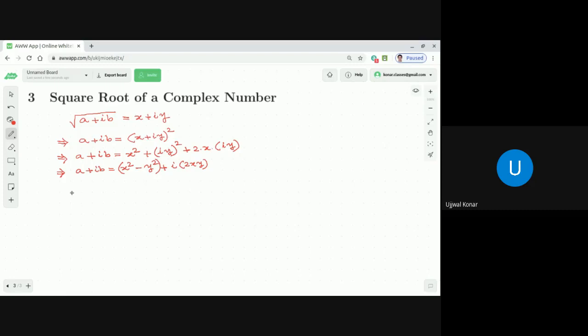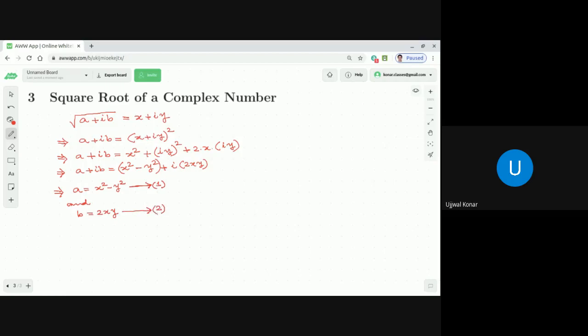That means a has to be equal to x square minus y square, correct or not? This implies a is equal to x square minus y square, and b is equal to 2xy. Let us give this as equation 1, and this we give as equation 2.